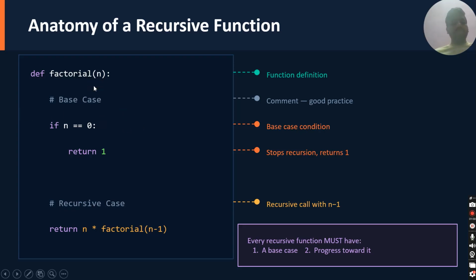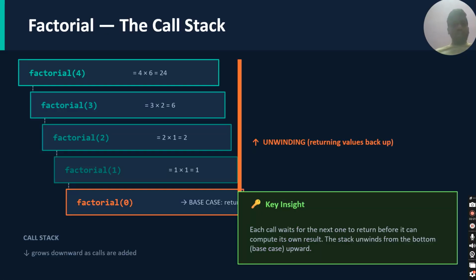So when the function enters the process, it will first check the base case. If the base case is not executed, then it checks the other values. Here is the recursive case example. Here we are calling the function inside the function itself, which is called a recursive call. So every recursive function must have a base case and progress towards it. And the factorial call stack.